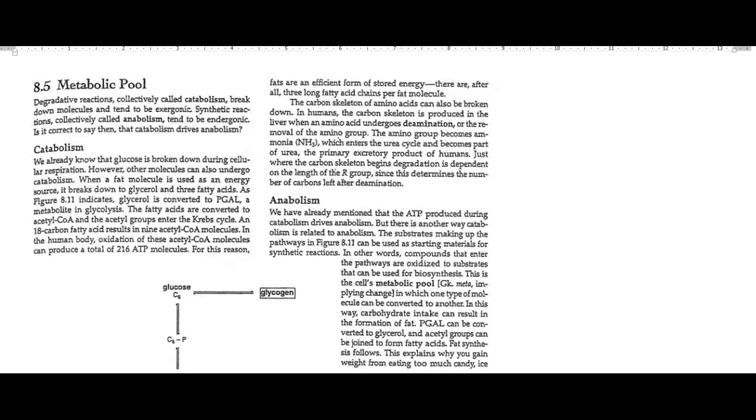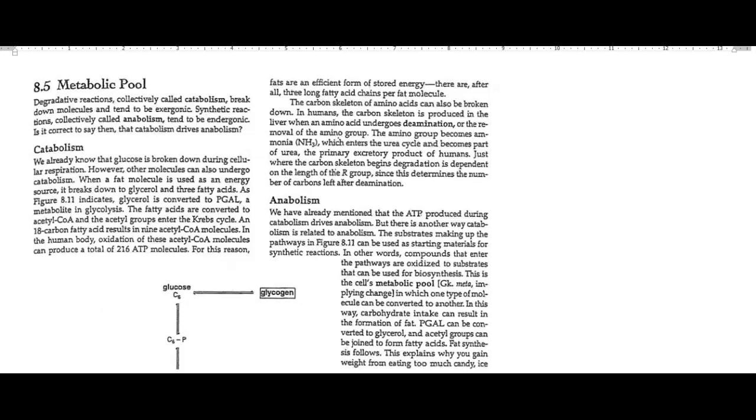However, other molecules can also undergo catabolism. When a fat molecule is used as an energy source, it breaks down to glycerol and 3 fatty acids, its monomers. As this figure shows, glycerol is going to be converted into PGAL, G3P, a metabolite in glycolysis. The fatty acids are converted to acetyl-CoA, the transition molecule. The acetyl groups enter the Krebs cycle.